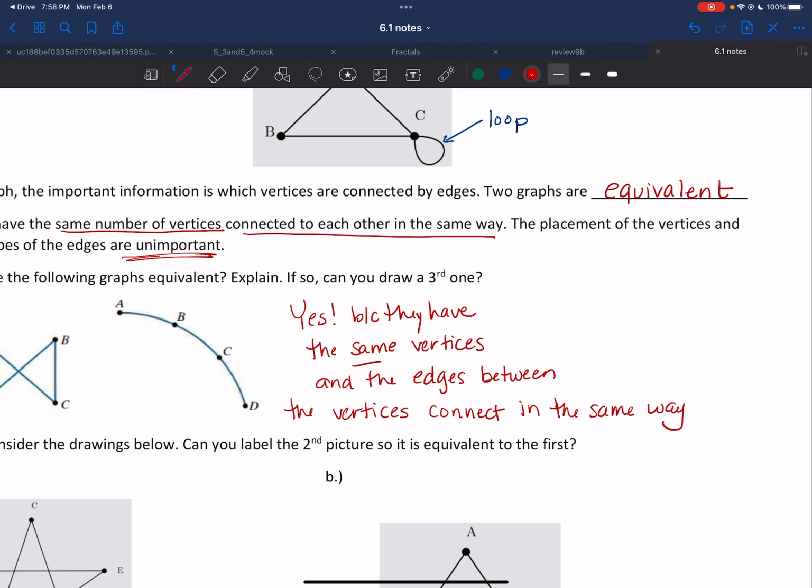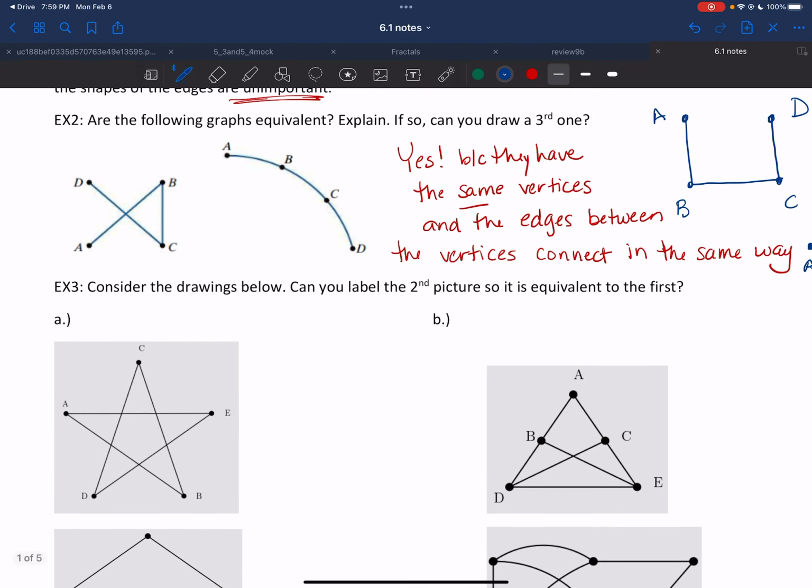Let's take a look at some other options. I can make a big old U shape, and as long as I have A, B, C, D, that would be an equivalent graph. It doesn't look anything like the other graphs that we have, but that's okay. I could have one that looks like A, B, C, D, kind of like a trapezoid. These are also equivalent because I have the same vertices, A, B, C, D, and they're all connected in the same way.